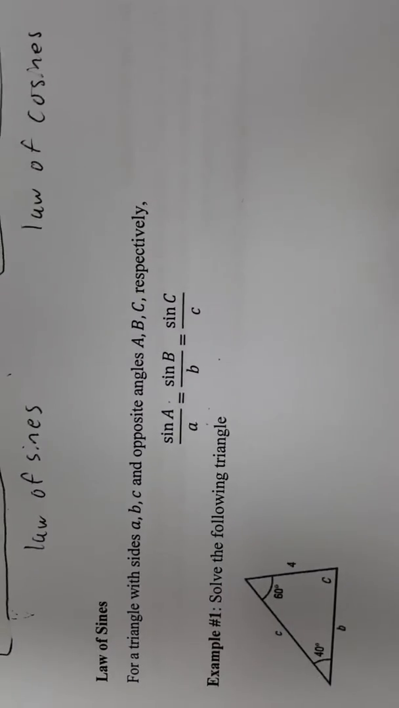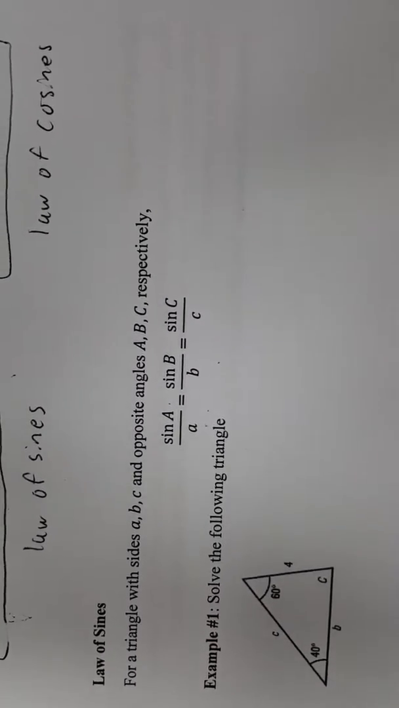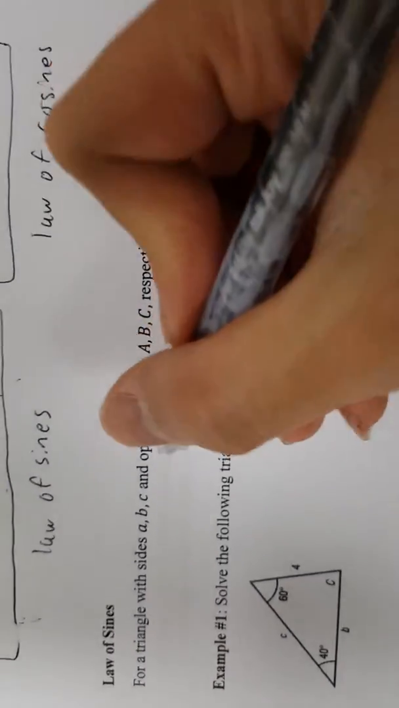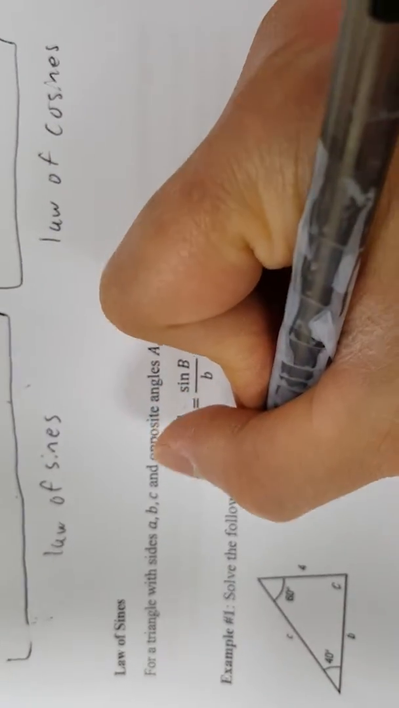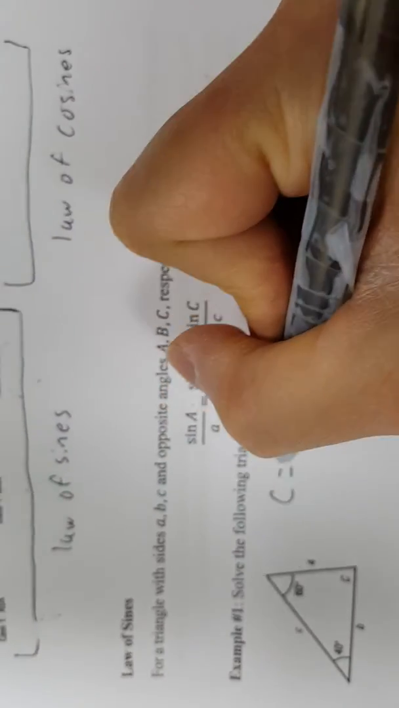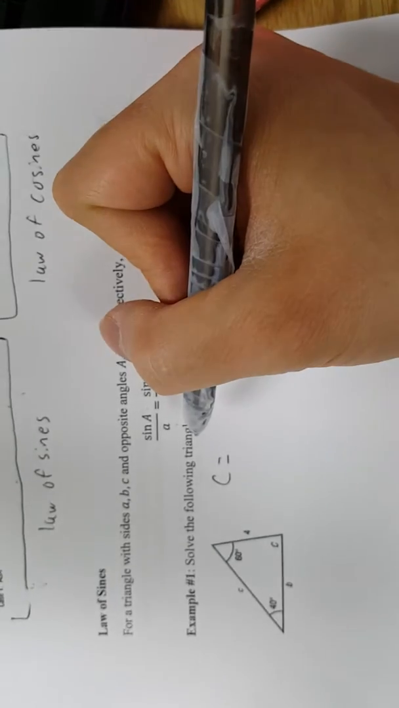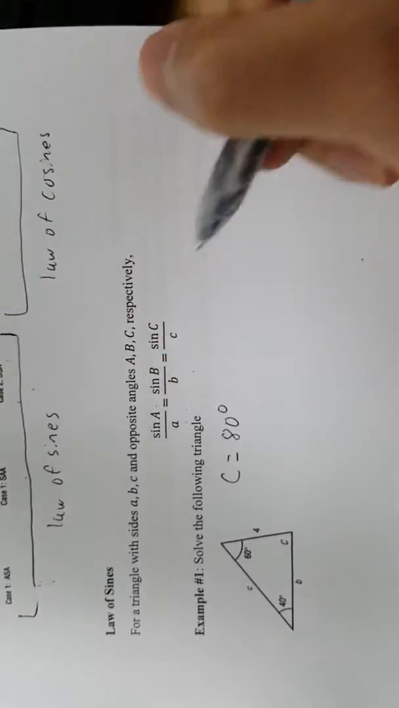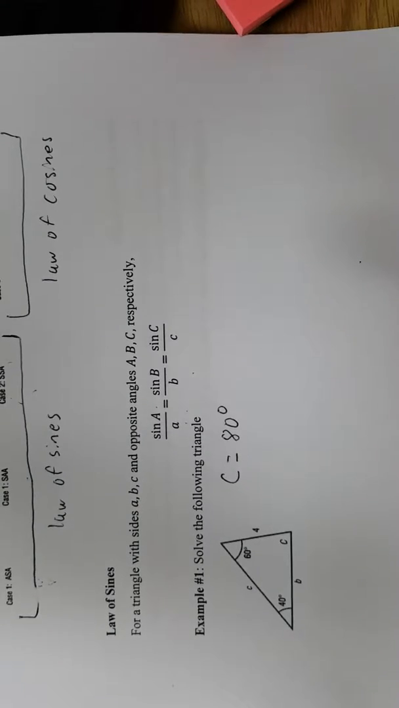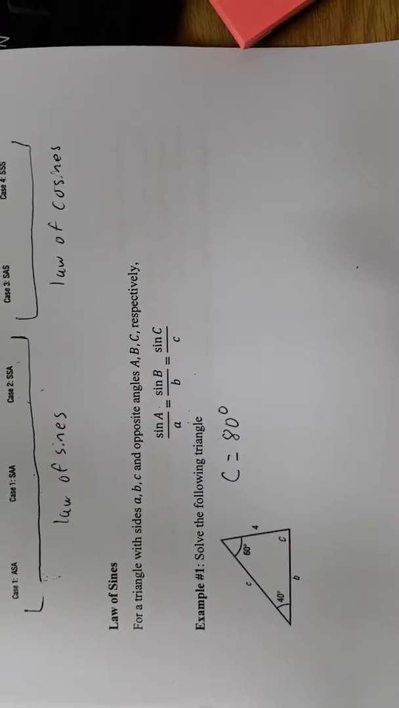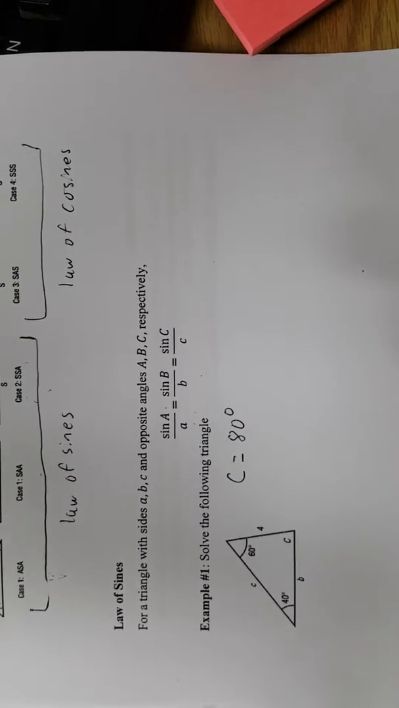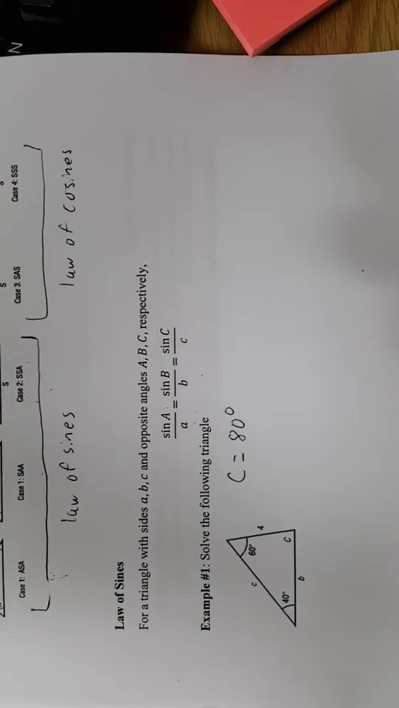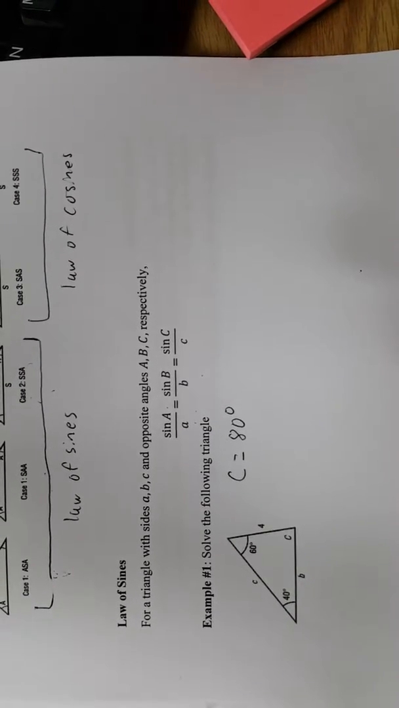So look at example 1. We want to solve the following triangle. So first thing I know is that the angles of a triangle add up to 180. So angle C here is just going to be 80 degrees. Okay. Now, to find the other sides, I'm going to use my law of sines. Remember, you cannot use SOHCAHTOA here because it's not a right triangle.